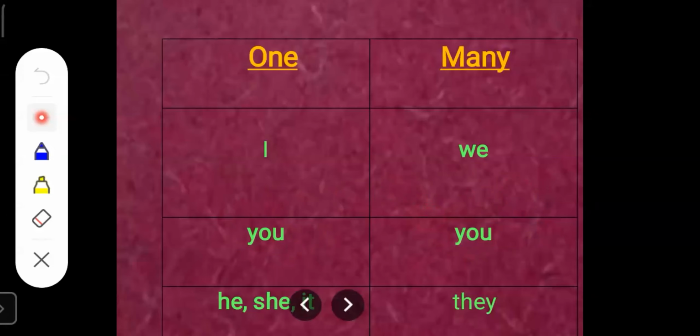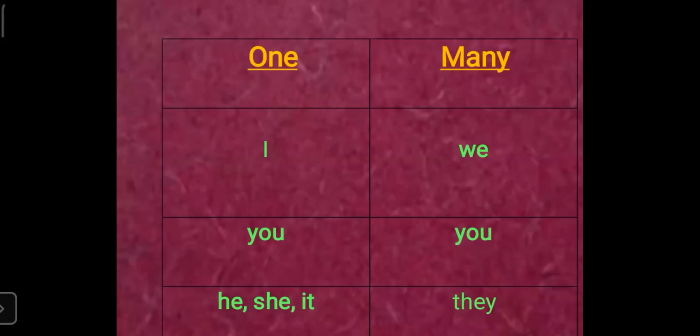Then he and she. When it is one boy and when it is one girl, we use the subject pronoun he or she. If it is a boy, we use he, and if it is a girl, we use she. So when it is one, we use he or she. But if there are many, we use the subject pronoun they.